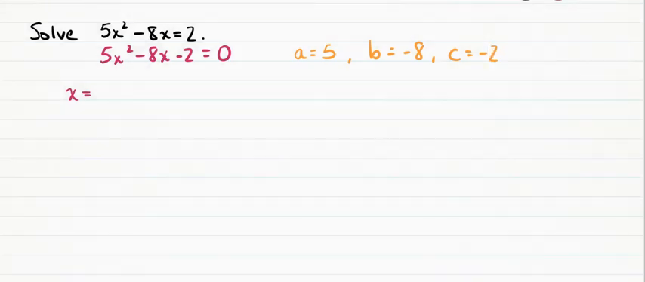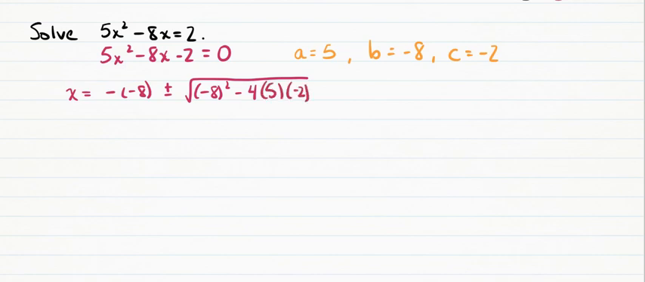Substituting those values into the quadratic formula, we get x equals negative b, so negative 8, plus or minus the square root of b squared, so negative 8 squared, minus 4ac, so minus 4 times 5 times negative 2, divided by 2 times a, which is 2 times 5.